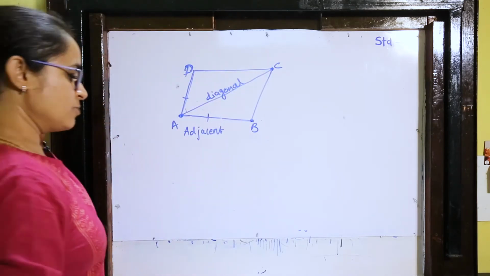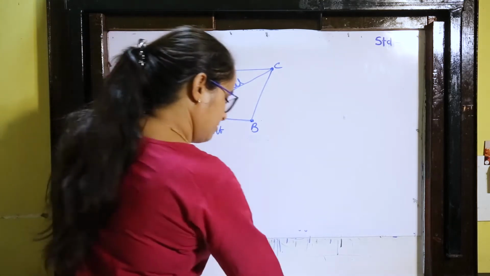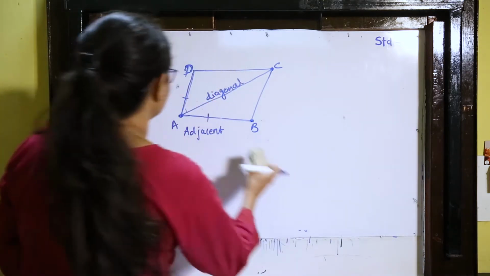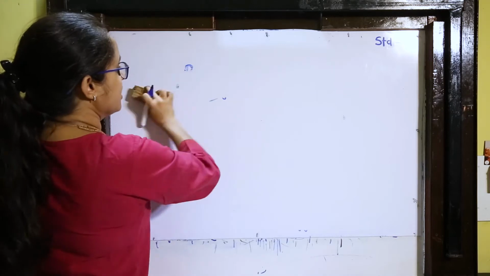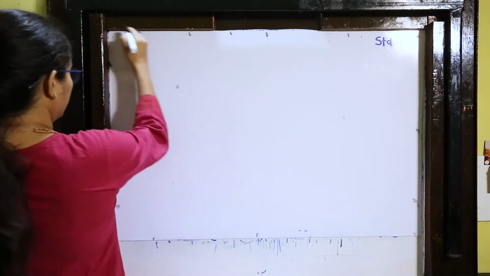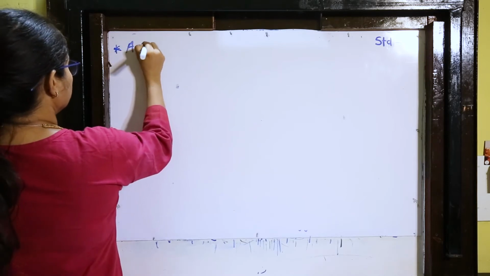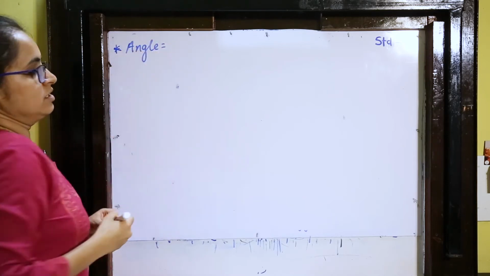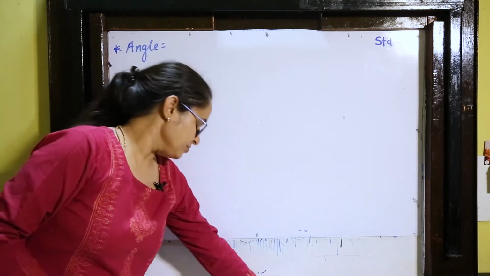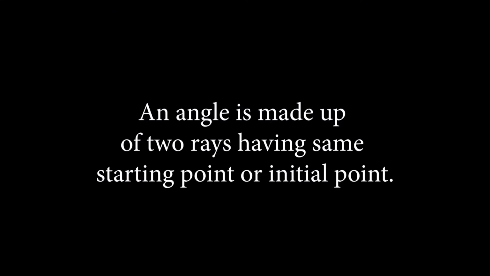Now the next point is angle. Okay, so we'll move on to angle. You have already studied angle in 5th standard, and we are learning it again. Now what is an angle? Please write down.